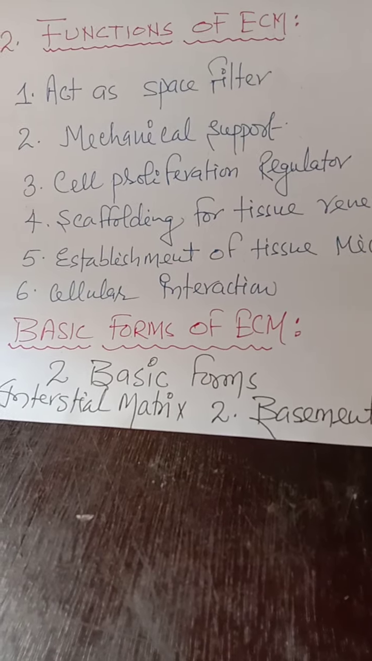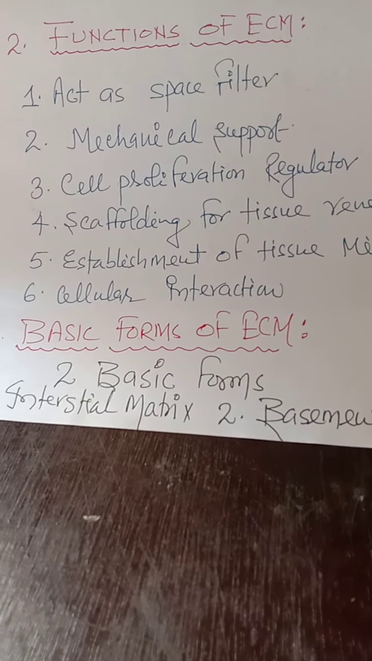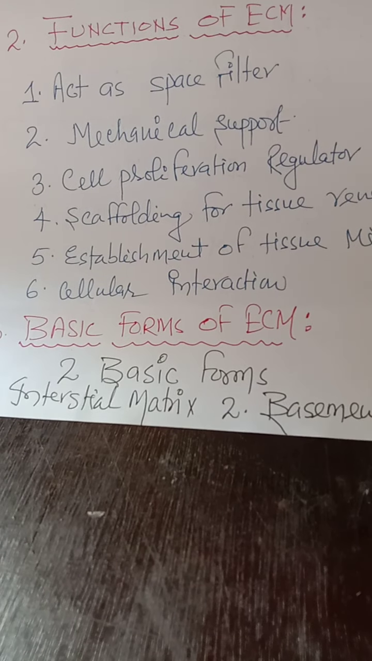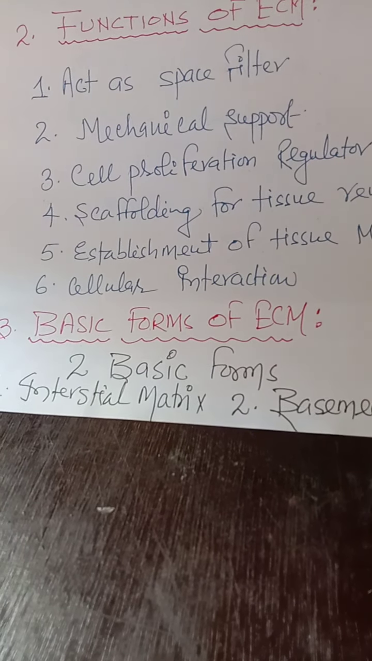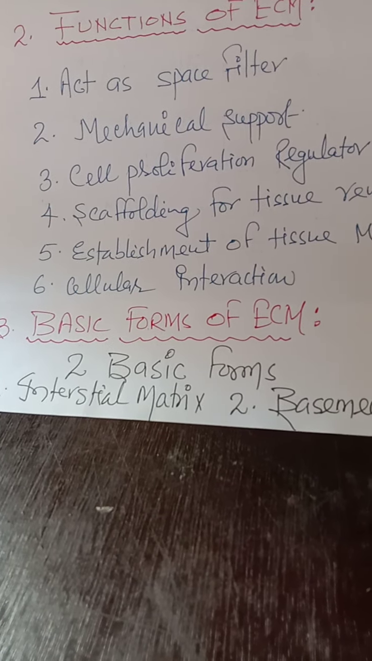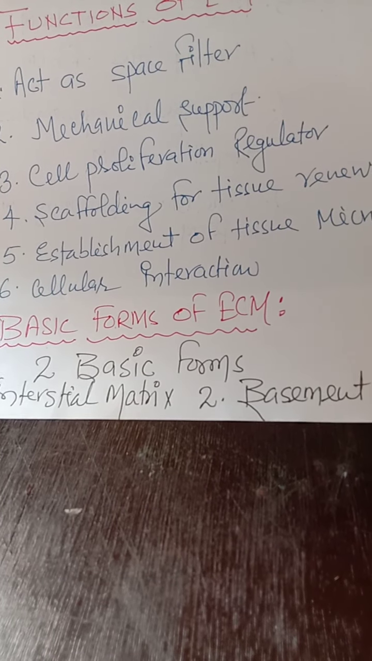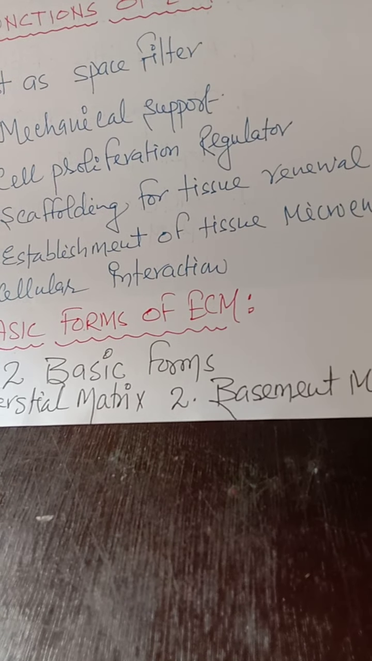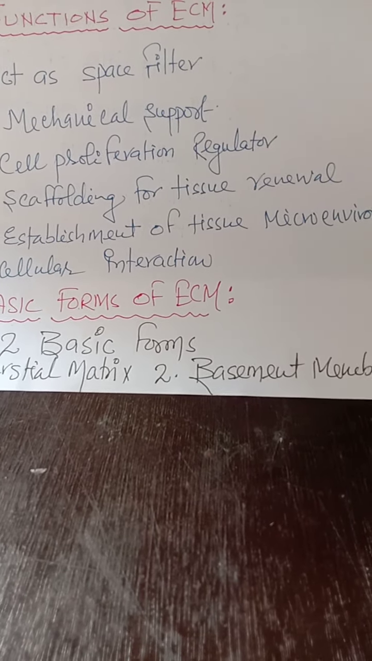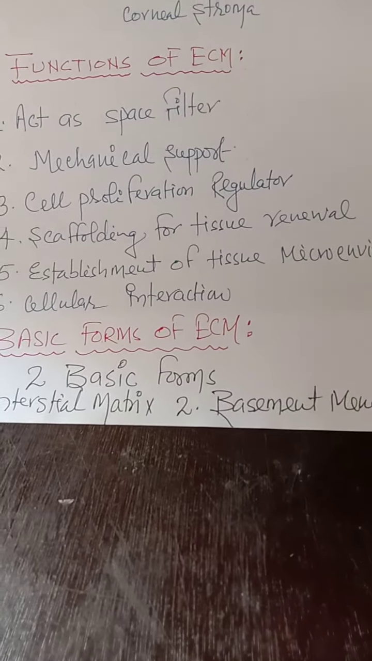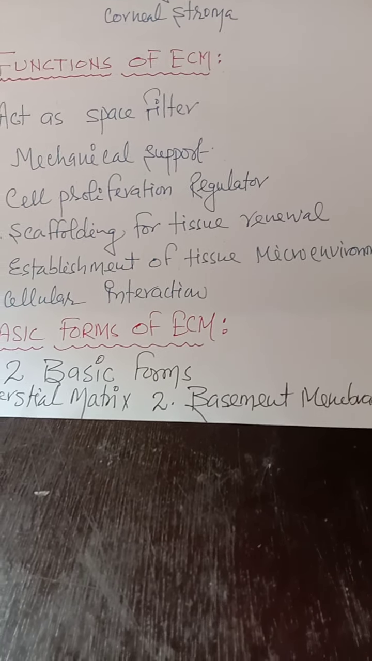For example, in case of cirrhosis of the liver, there is ECM disruption. So, in this case, defective tissue regeneration and repair occurs. That is the cause of the cirrhosis of liver or liver cirrhosis. So, scaffolding for tissue renewal is also a very important function of this.